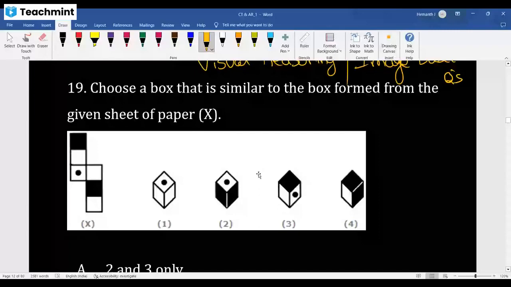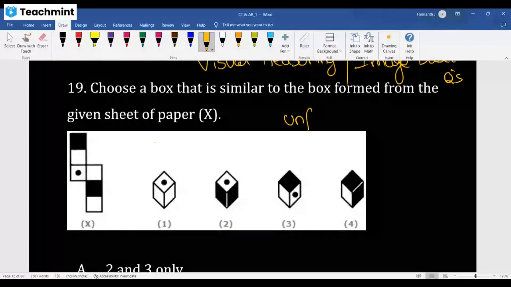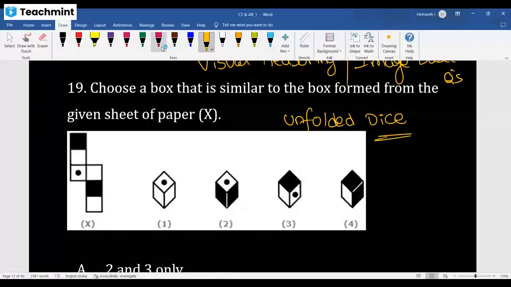Now, unfolded to folded dice. You can go through the dice concept on my channel. It's very important for the TCS company; definitely one question in this area for sure. How to handle this question: when you fold it, which among these options is possible, which can be formed, is the answer. Very simple point: if you have no idea so far, also no issues. Row wise or column wise, alternate sides are opposite.